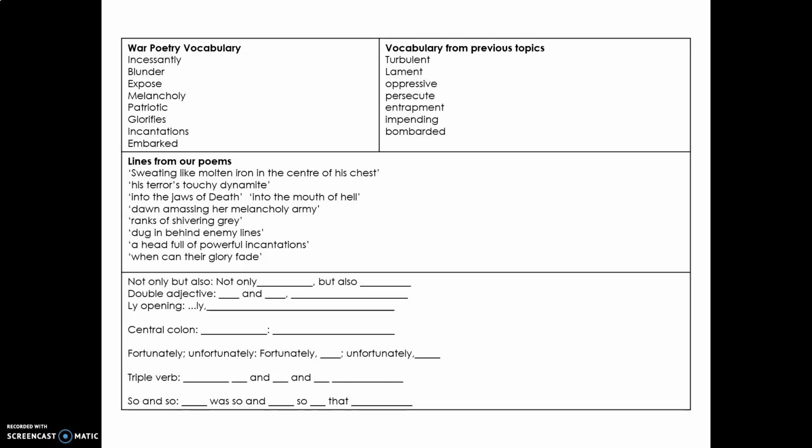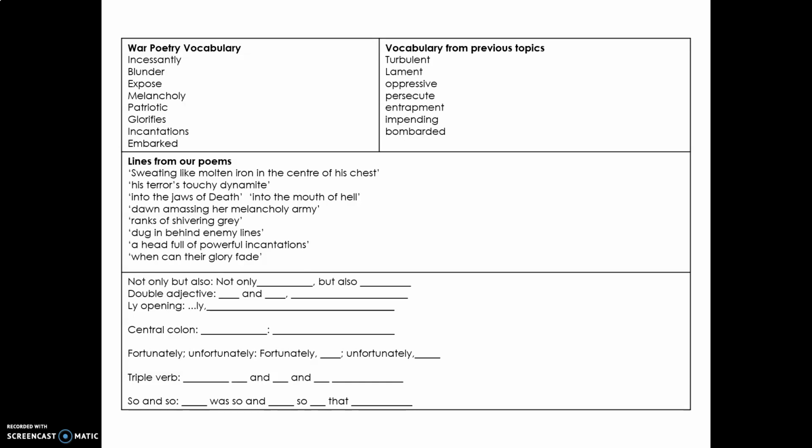On here we've got some of the keywords that have come up in a few of the poems we've read recently. We have some vocabulary also from the previous topics we've studied this year that might be useful, as well as some lines from our wonderful poems in the anthology. Now, these are not exhaustive, you might think, but there are some further lines you might like to include. Perhaps thinking about the poem you studied most recently, War Photographer.